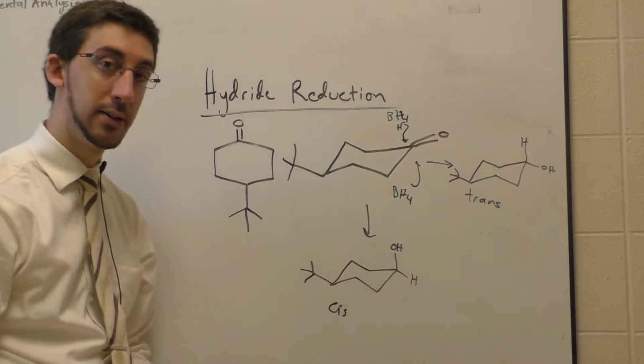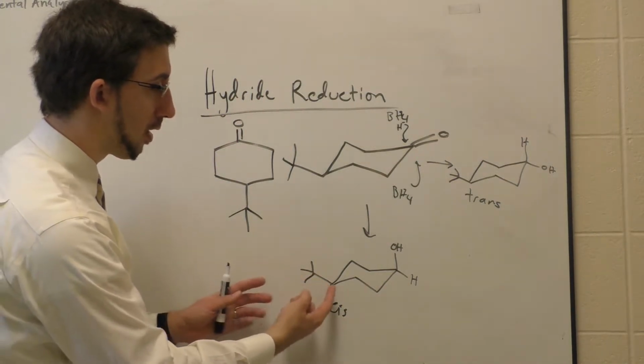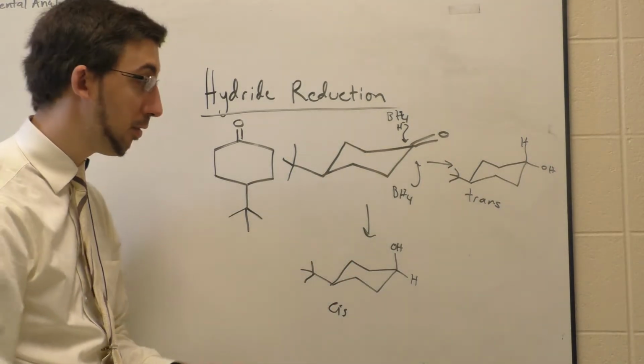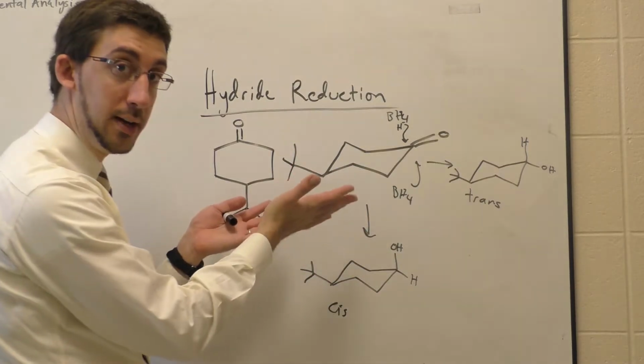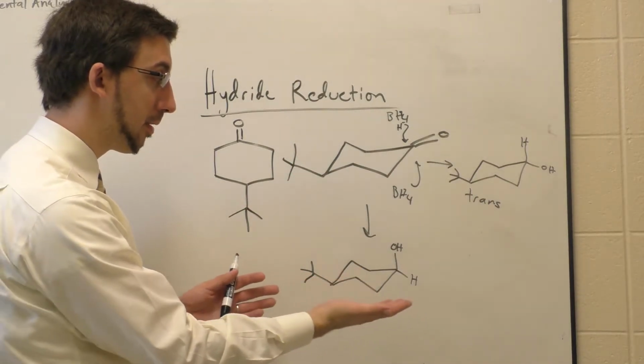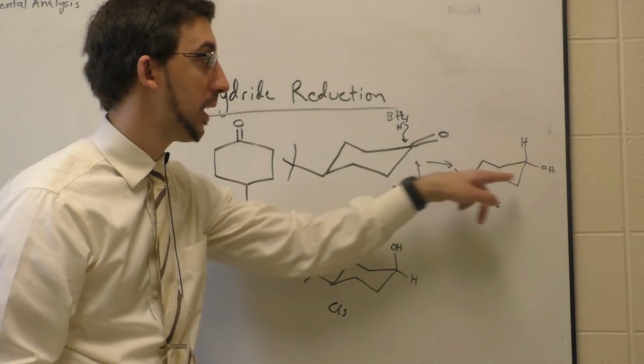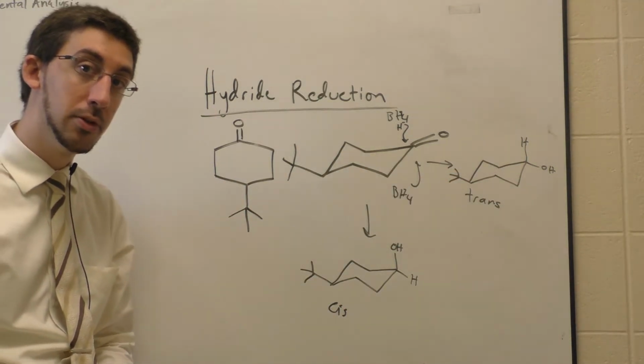4-tert-butyl cyclohexanol, because both of these are on up bonds, even though they're not both equatorial or both axial. They're both on the upper side, and so they're kind of on the same side of the face of the molecule. So this is cis, this is trans here, and those are two different molecules.